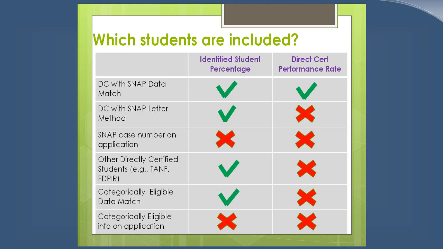This table gives you an idea of which students are included in each calculation. For CEP and the identified student percentage, students are included if they're certified for free meals without the use of a household application. And again, they're not subject to verification. And the direct certification performance rate is really based on the number of matches with SNAP.